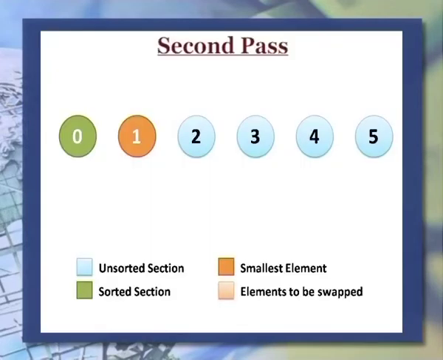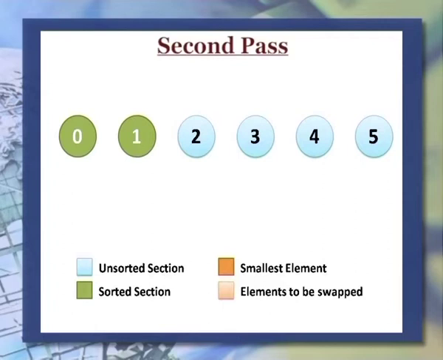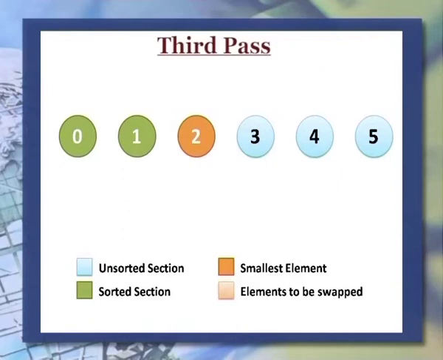In the second pass, to find the smallest value in the next 5 elements, the algorithm makes 4 comparisons: 1 with 2, 1 with 3, 1 with 4 and 1 with 5, and finds value 1, which is present at first place in the remaining elements in the unsorted portion, is smallest. So, no swap takes place, but 4 comparisons are made. Similarly, in the third pass, 3 comparisons are made, 2 with 3, 2 with 4 and 2 with 5, and finds value 2, which is present at third place, is the smallest value, and so no swap takes place.